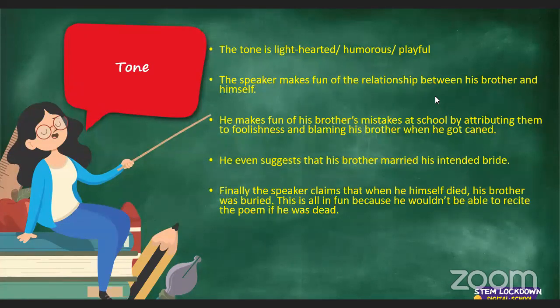And this is where hyperbole comes in. You know, his brother marrying his intended bride and him dying, but yet his brother was buried. This is just exaggerated, way exaggerated. And when something is exaggerated to this level, we know that it is a hyperbole. That's the figure of speech that describes this type of exaggeration, okay?